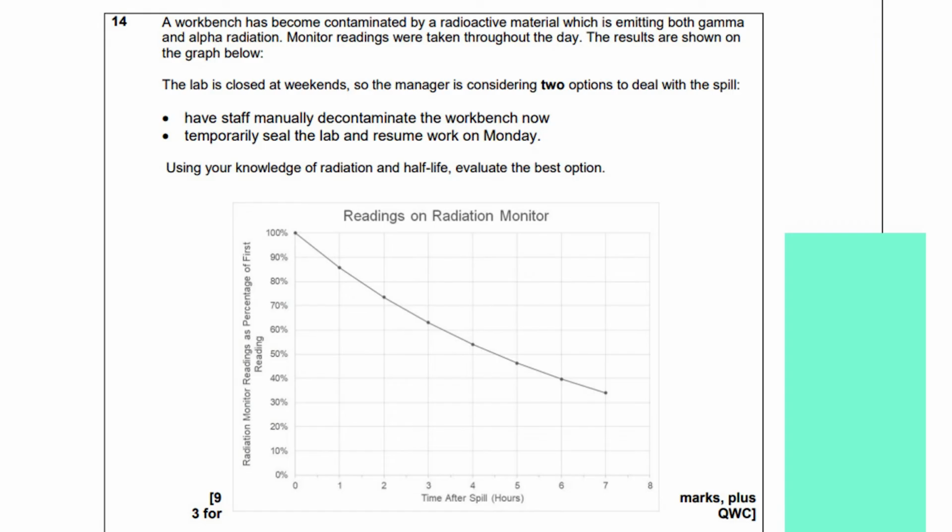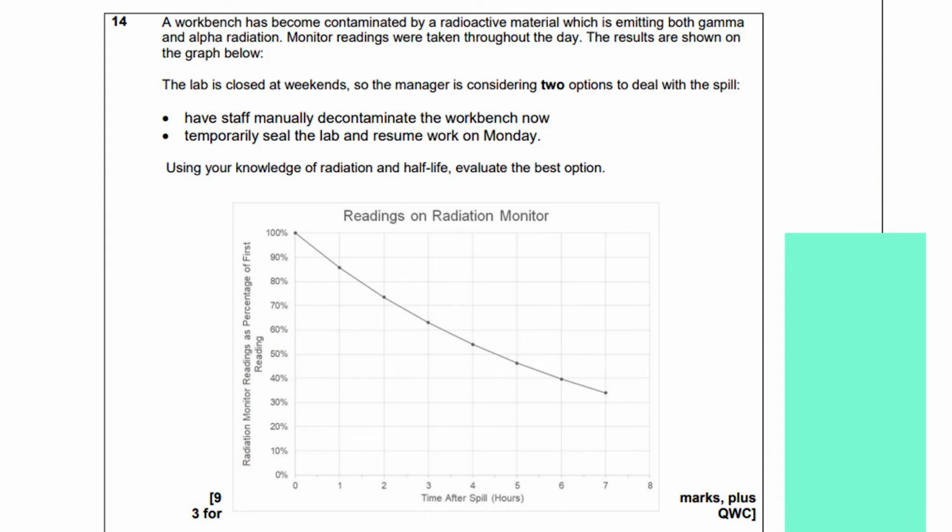In this example of a healthcare science question, a workbench has become contaminated with radioactive material which is emitting both alpha and gamma radiation. Monitor readings that were taken throughout the day are shown on a graph. The question goes on to say that the lab is closed at weekends, and so the manager is considering two options to deal with the spill.